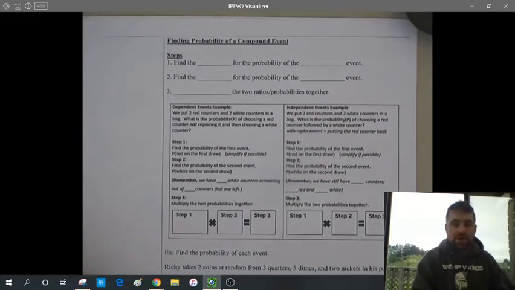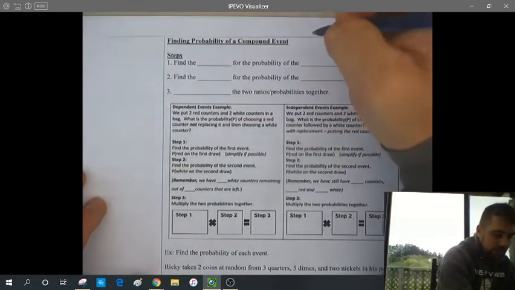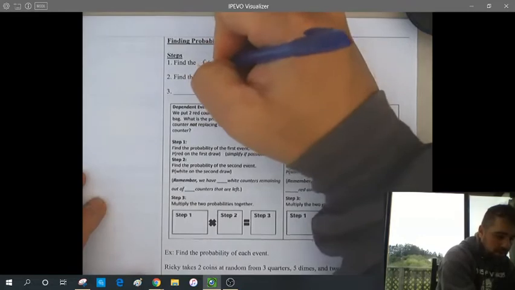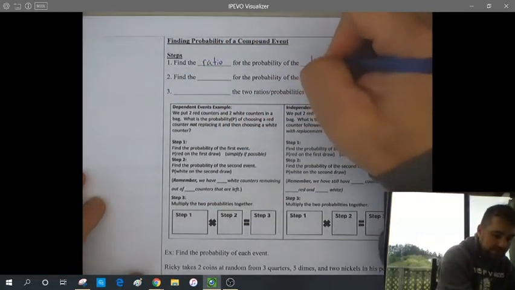Okay, so finding the overall probability of a compound event then. We're first going to find the ratio for the probability of the first event.